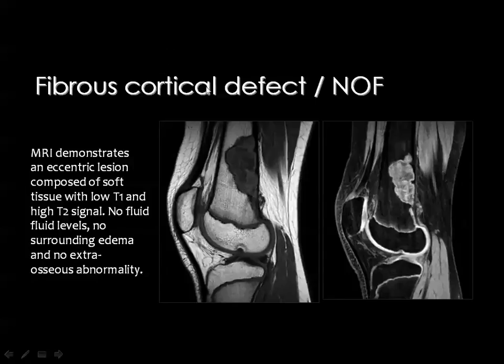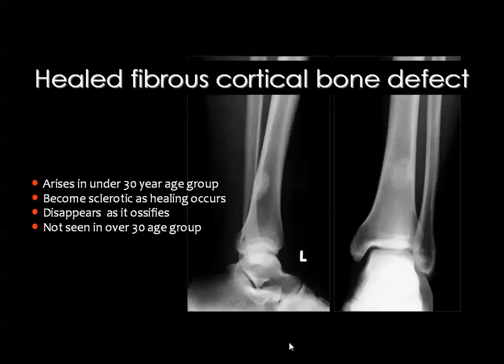In this fibrous cortical bone defect or non-ossifying fibroma, it will show low signal in the T1 and high signal in the STIR, as we can see here. And it's easy to appreciate this lesion by the plain X-ray and by the reconstructed CT images rather than to diagnose these lesions by MRI.